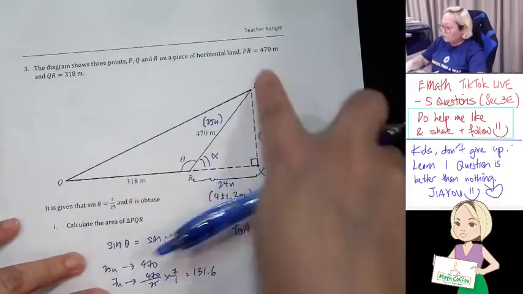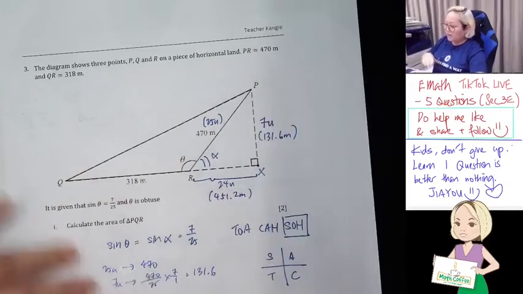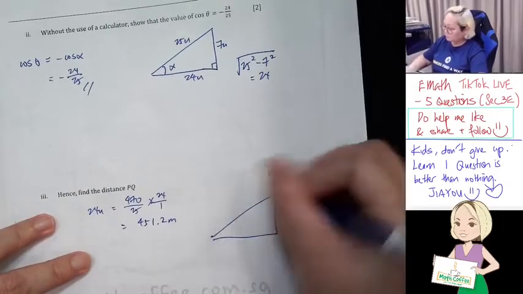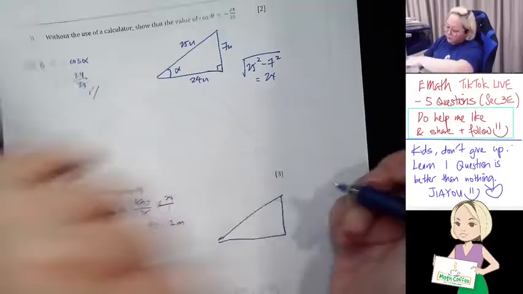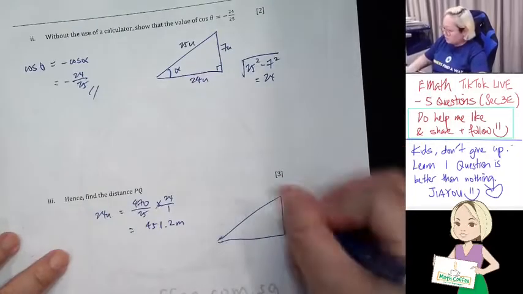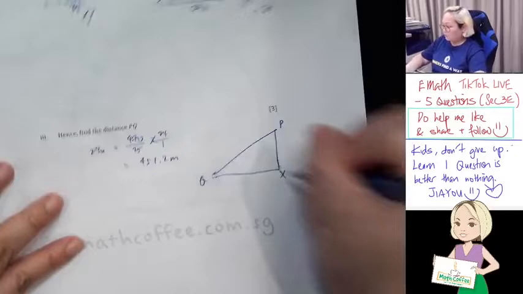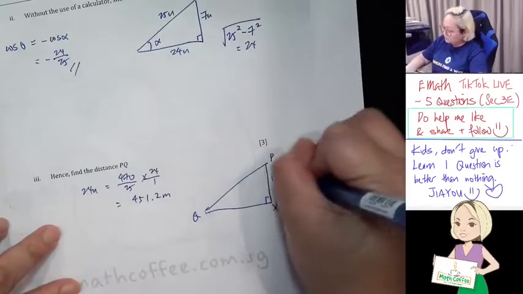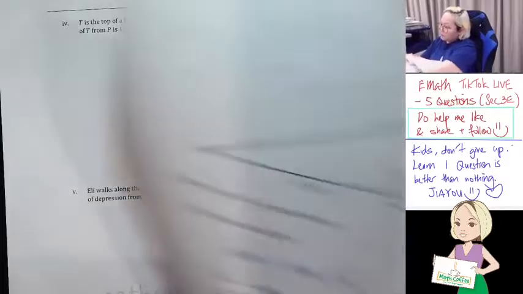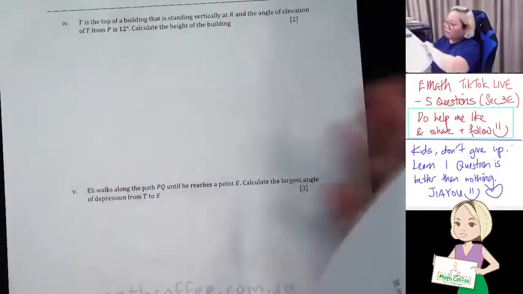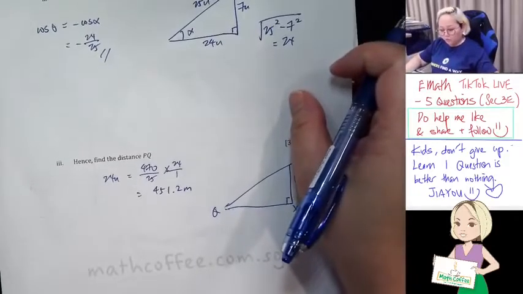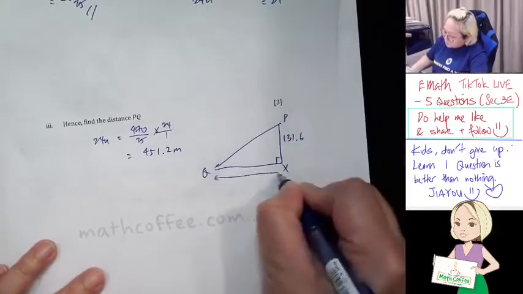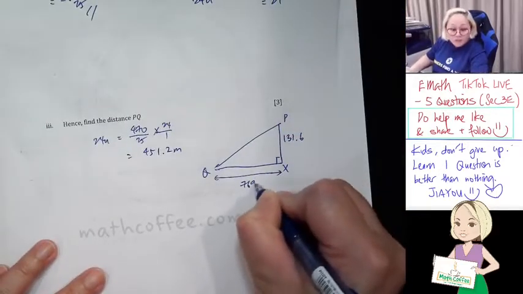So now I'm going to draw the big one, this PXQ here. PXQ. So PX we have it, which is 131.6. The bottom one is 318 plus 451.2. So from here to here will be 769.2.